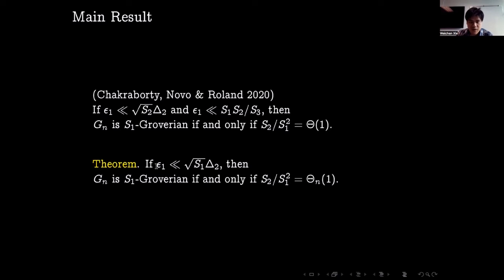Our main result is: if epsilon 1 is much less than the square root of S1 times delta 2, then we can say G is S1-covariant if and only if S2 over S1 squared is a constant. The rest of my talk will focus on the technical details of the proof of this theorem. We actually improve the theorem from Chakraborty et al. They have two conditions, and we improve this to only one condition.